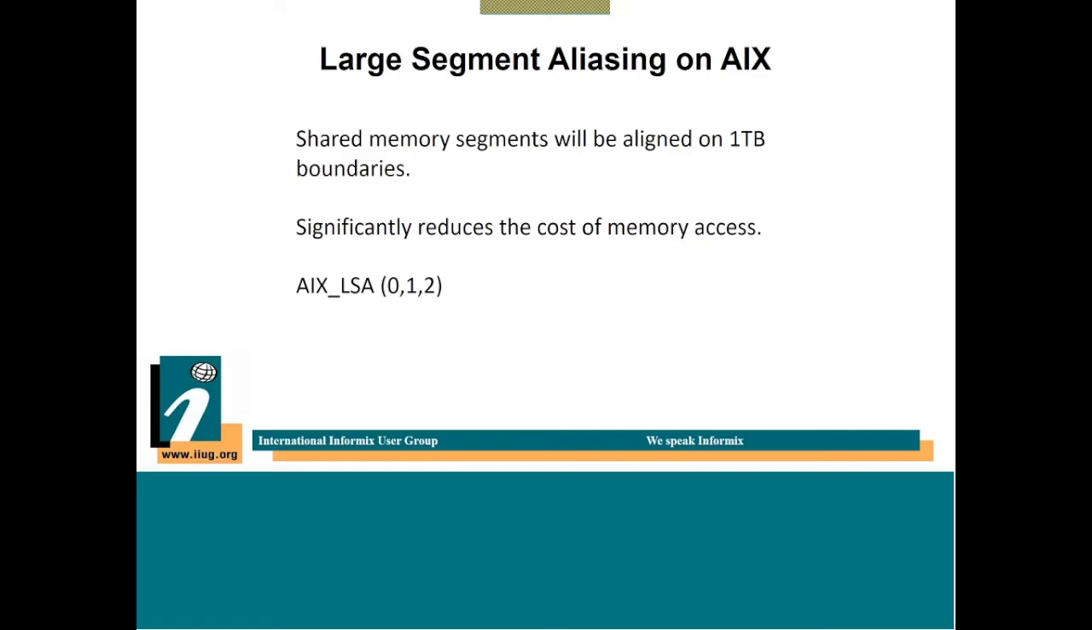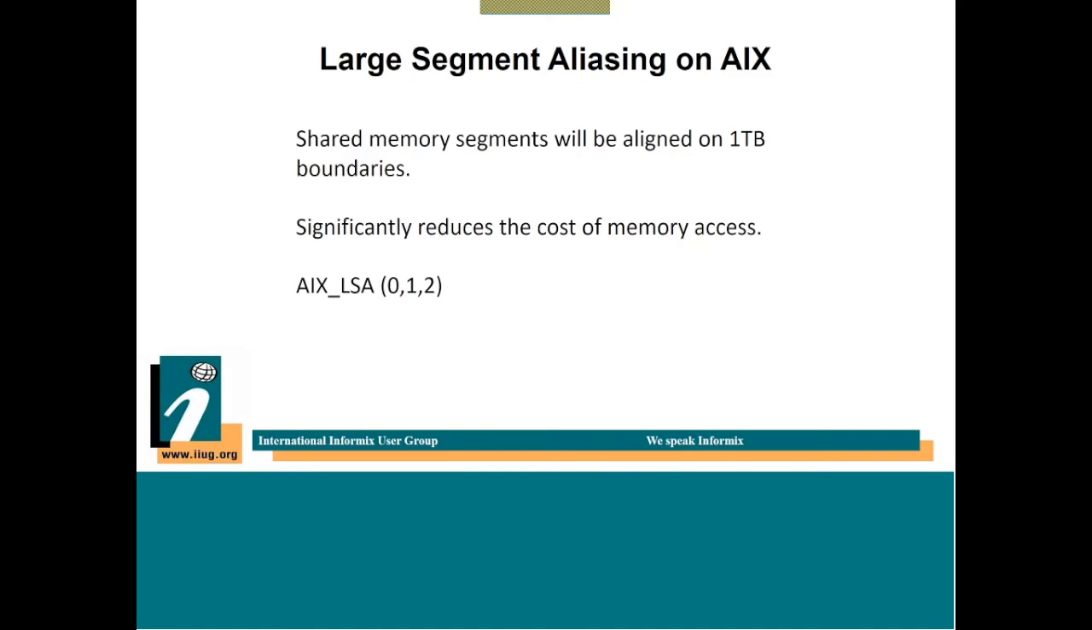So you now have in XC6 a new configuration parameter called AIX_LSA. It's only applicable to AIX. If you set it to 0, you'll get the default behavior. If you set it to 1, then we'll turn on the feature and all your shared memory segments will be aligned on 1 terabyte boundaries. That doesn't mean that they will be 1 terabyte in size. They will be the same size they've always been, but there'll be gaps between them if they're smaller than 1 terabyte. Just aligning them on 1 terabyte boundaries really helps the address lookups.